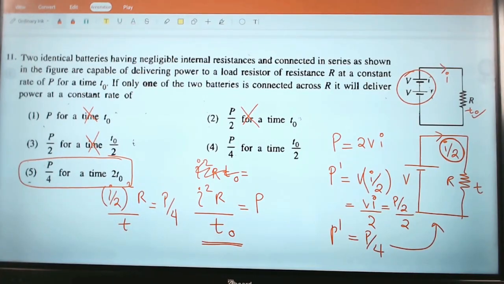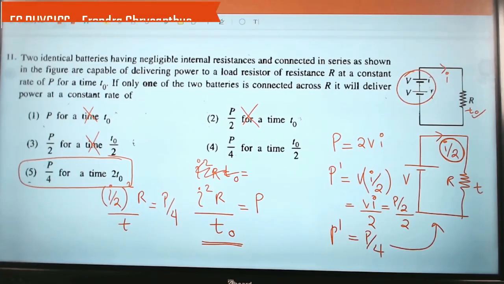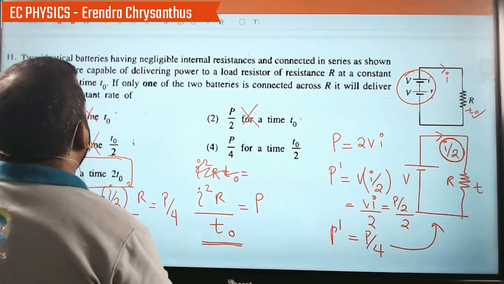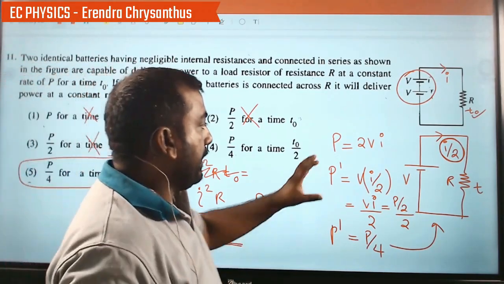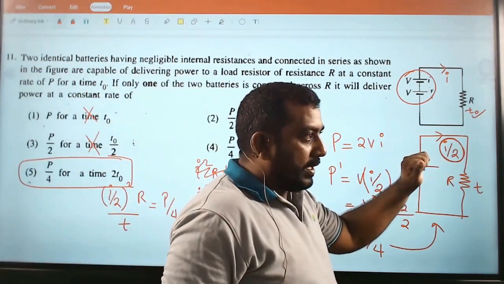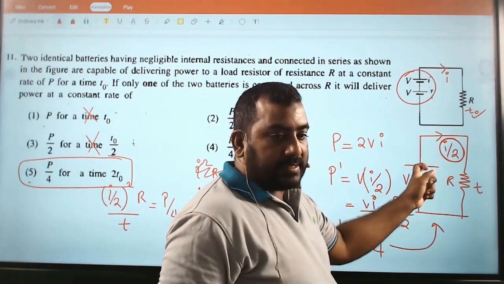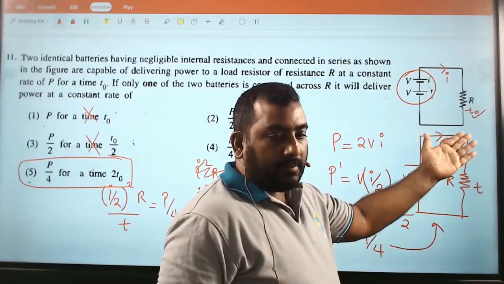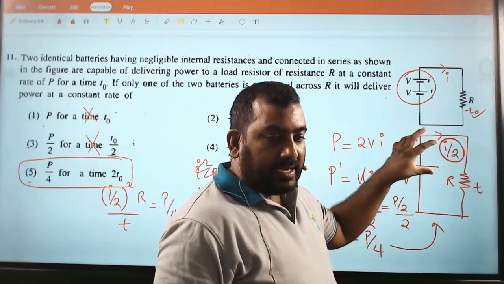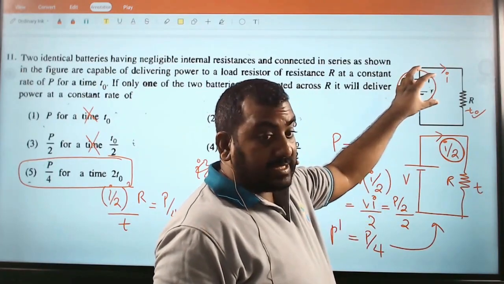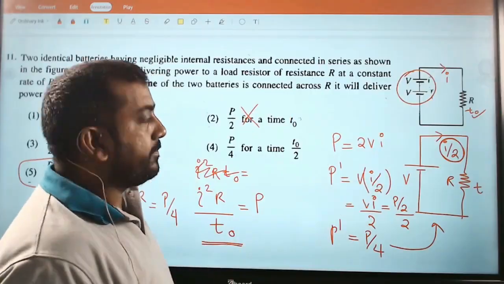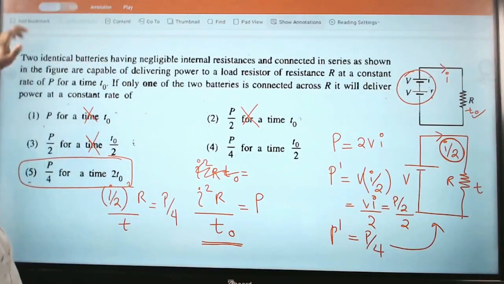Okay. So here you can directly come into that basic conclusion. Smaller current means it will deliver power for a longer time. Discharge is small. Here discharge is large. Larger current. So there you go. Answer is answer number 5.